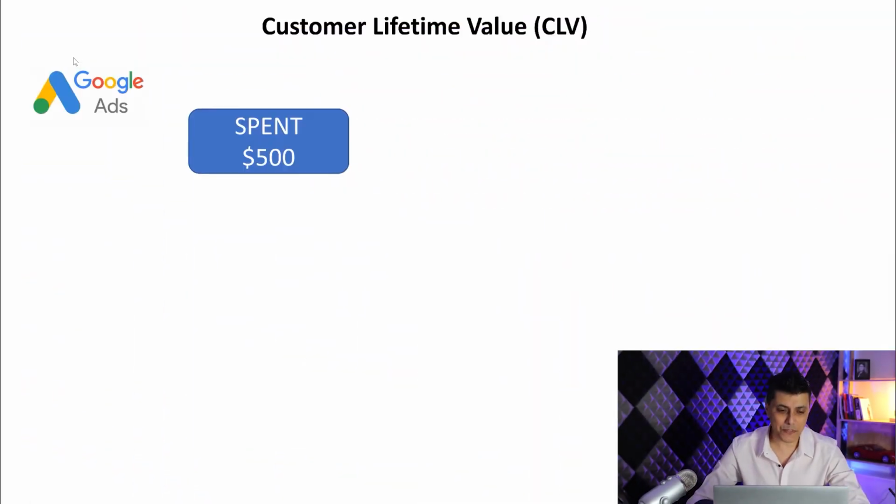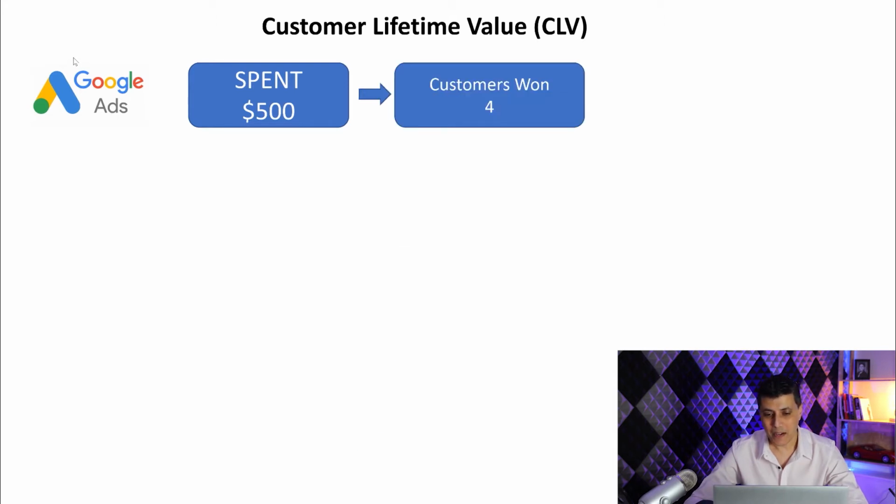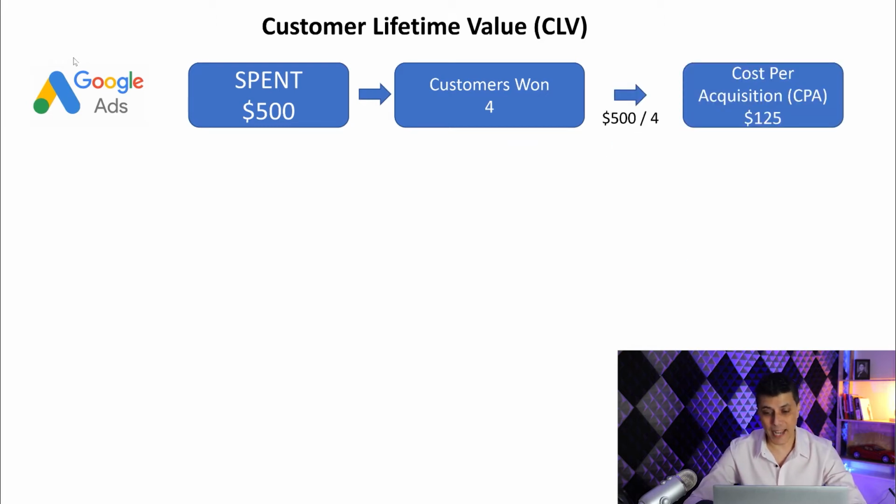So here we go. Let's say, for example, you're doing a marketing campaign on Google, right? And you've spent $500 on a campaign. And let's say for argument's sake, you've won 4 customers with this Google ad campaign. That means that your cost per acquisition, your CPA, is $125, yeah? So that's simply $500 divided by the number of conversions that you've won, which is $125, right?